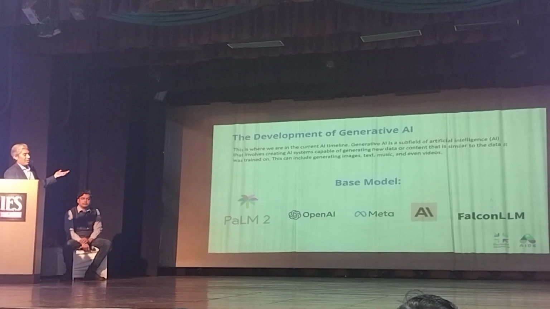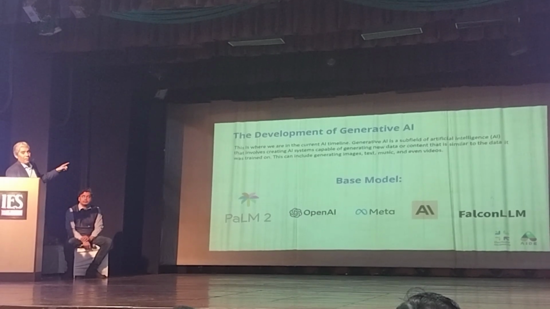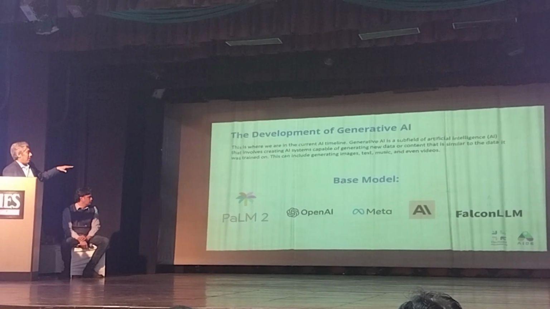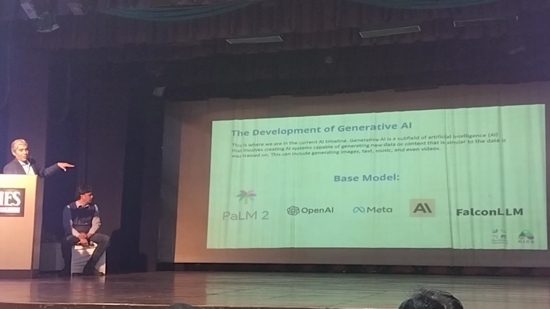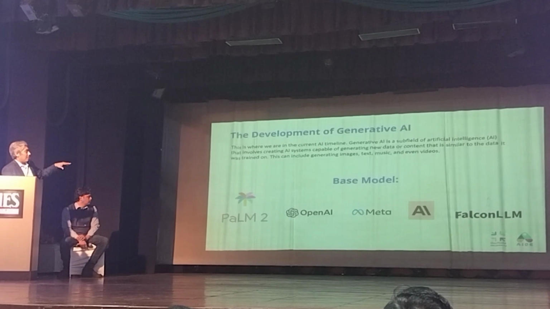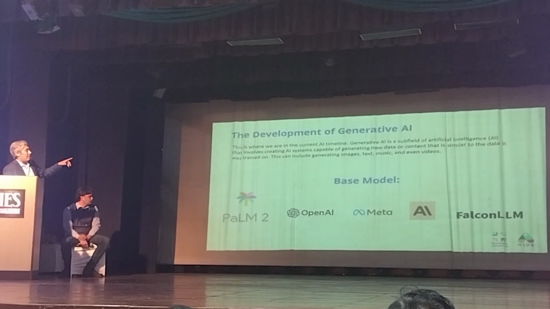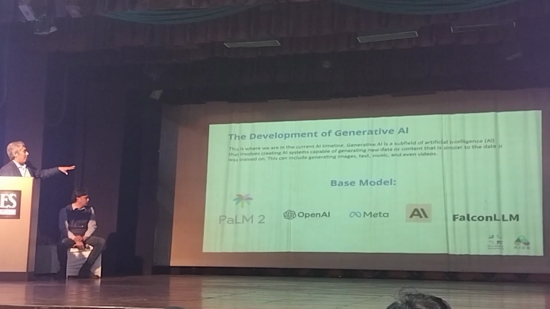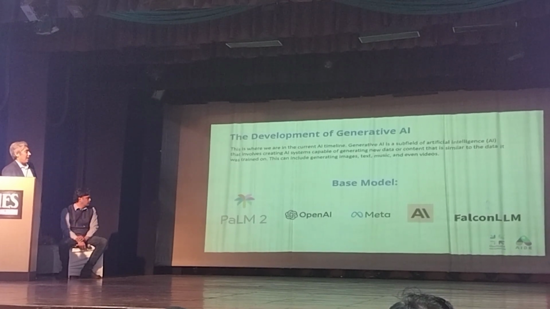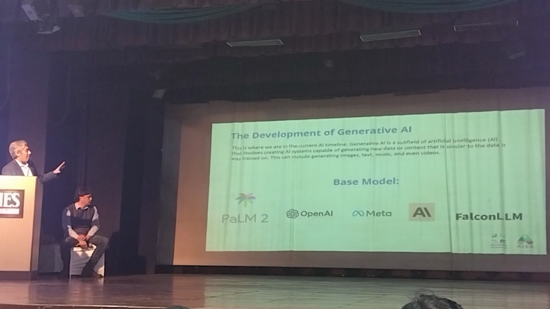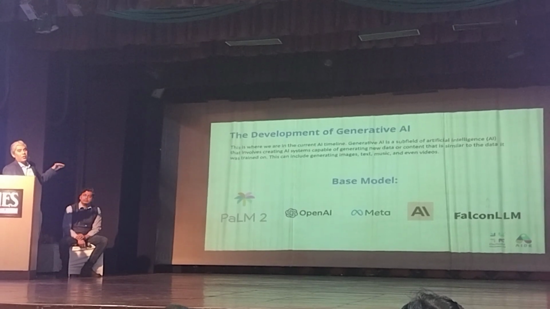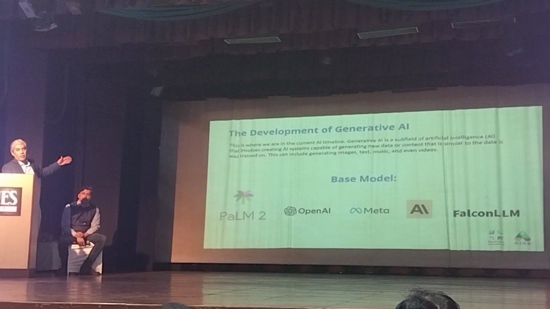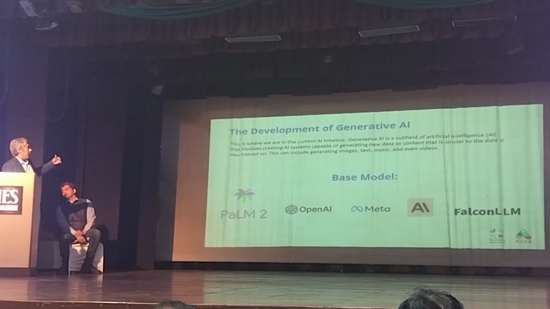Bard runs on something called the PaLM 2 model. Then you know about OpenAI's ChatGPT. Meta of Facebook has Llama, and there is Falcon. These are two open source models. And Anthropic, that's Claude. So you have all these kinds of base models. The beauty of a base model is that once you have it, you can build anything on top of it. Let's go to the next slide.